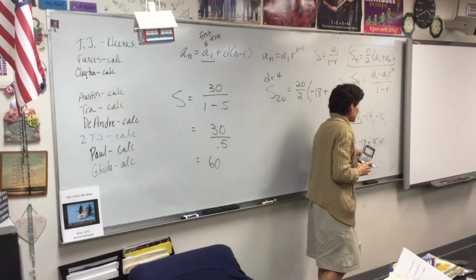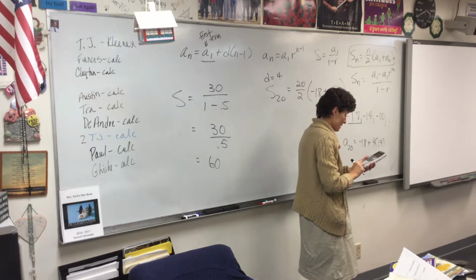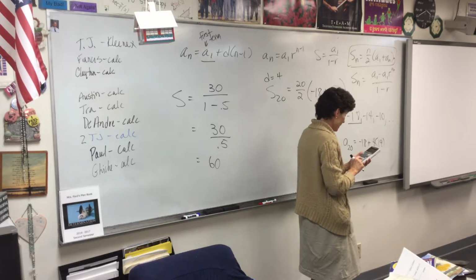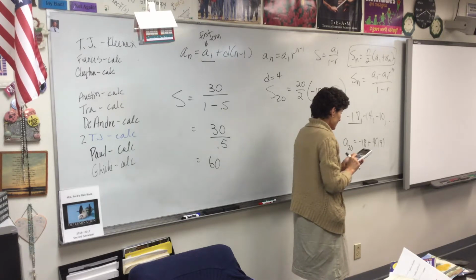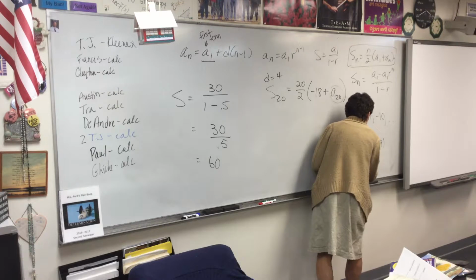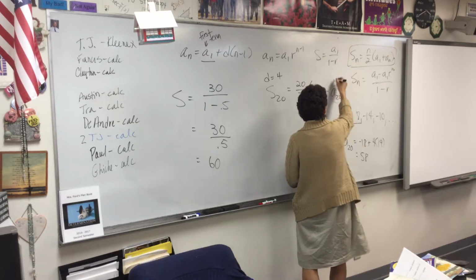Well, I haven't figured this out yet. This is going to be a positive number. Oh good. So it's going to be negative 18 plus 4 times 19. So that's going to work out to be 58. So yes, that's a positive number, and that goes right here.